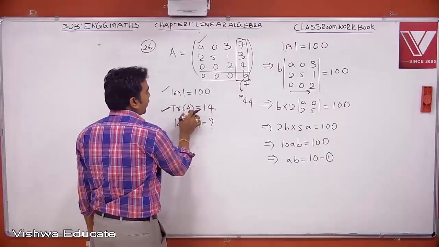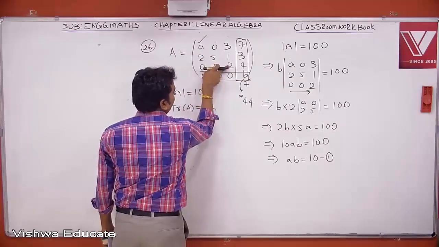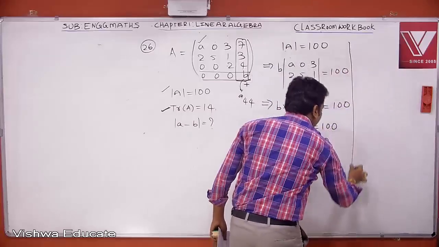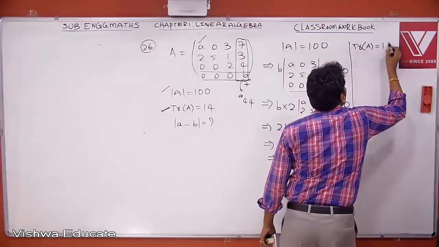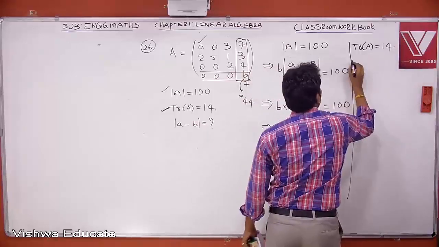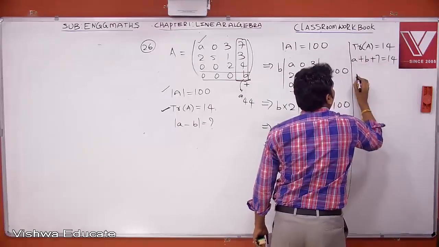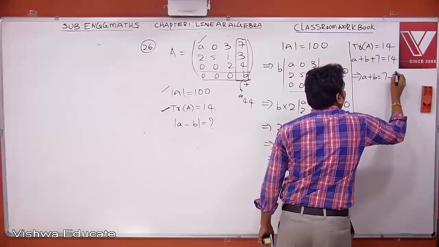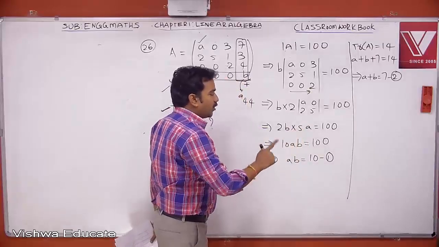Trace means sum of diagonal elements. Diagonal elements are A plus 5 plus 2 plus B. Therefore from this you will get trace of A equal to 14. But trace means A plus B plus 7. A plus B plus 7 equal to 14. This implies A plus B equal to 7. So that is equation 2.